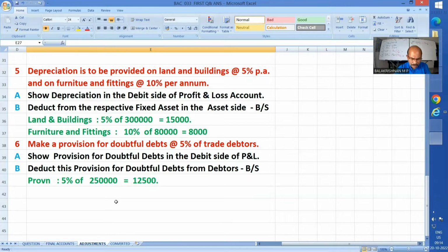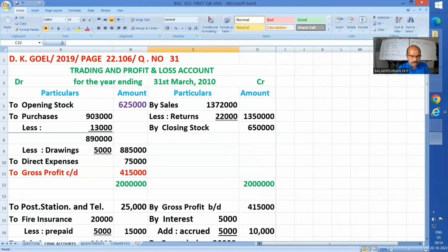Now let us deal with final accounts. You are very much familiar, clear, thorough with all these items by now. Okay. Open stock. Purchase 9,03,000, less return 13,000, 8,90,000 as of now, and there is a drawings of 5,000, which I already explained to you. So net purchase is 8,85,000. Direct expenses given as it is 75,000. Sales less returns 13,50,000. Closing stock 6,50,000. Hence, gross profit is 4,15,000.